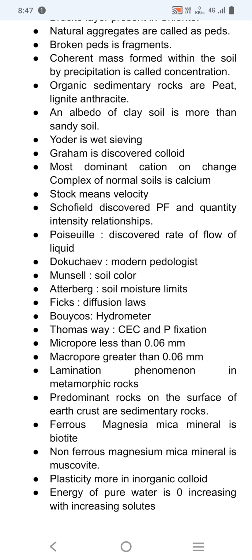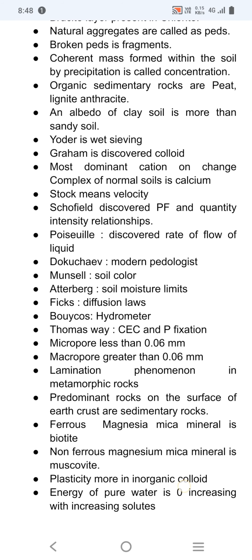Stokes discovered velocity, the settling velocity of soil particles. Schofield discovered pF and the quantity intensity relationship. Darcy discovered the rate of flow of liquid. Dokuchaev, the modern pedologist. Munsell, soil color. Atterberg's soil moisture limits, Fick's diffusion laws, Bouyoucos' hydrometer, Thomas Way CEC, cation exchange capacity and P fixation. Micropore is less than 0.06 mm, macropore is greater than 0.06 mm.